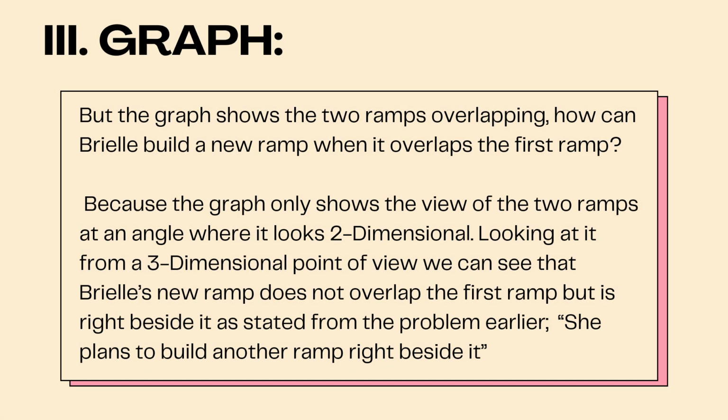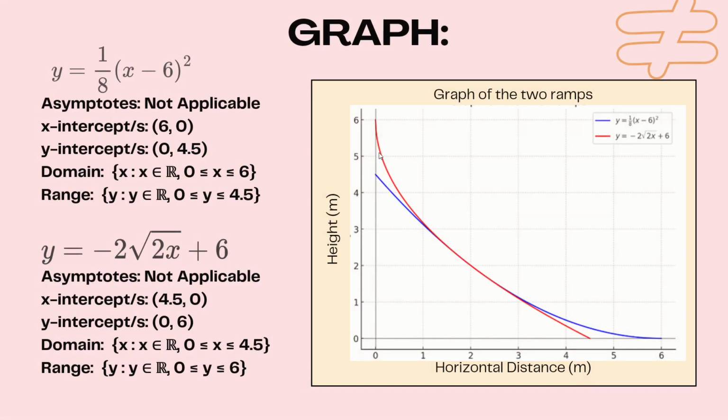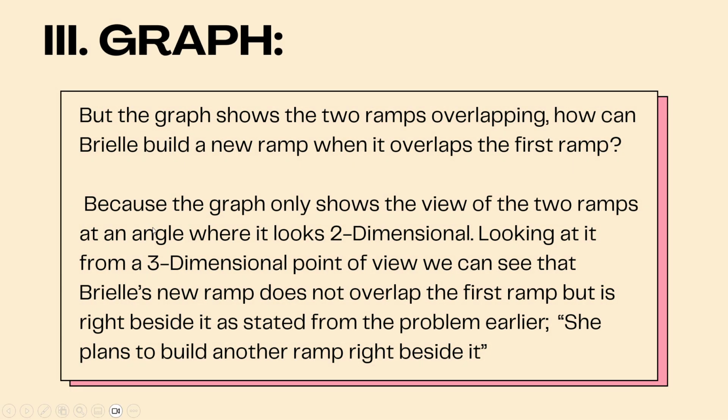But the graph shows the two ramps overlapping. How can Brielle build the ramp when it overlaps the first ramp? So see here, they overlap. How can Brielle build a new ramp when it overlaps this old ramp? Well, because the graph only shows the view of the two ramps at an angle where it looks two-dimensional.